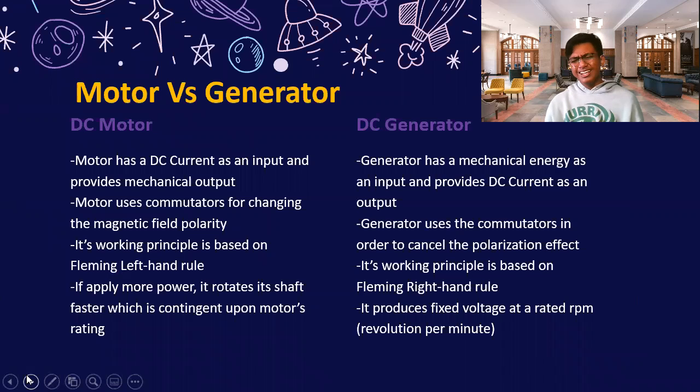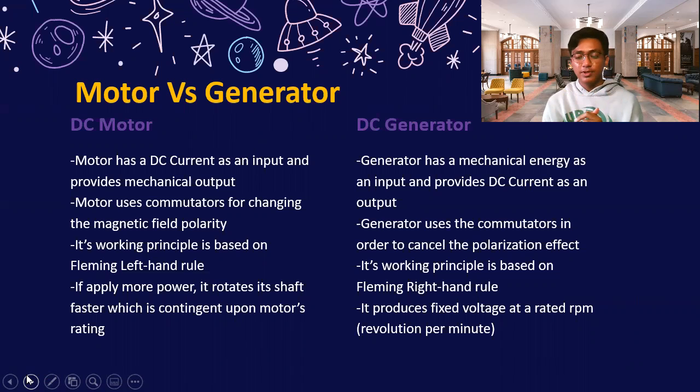The DC motor uses a commutator for changing the magnetic field polarity. If we look at the theory, the DC current that we supply only produces two polarities, not changing like AC. So we need to use a commutator in order to spin the motor. In a DC motor, the commutator is used for changing the magnetic field polarity.